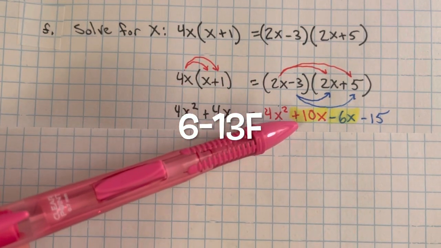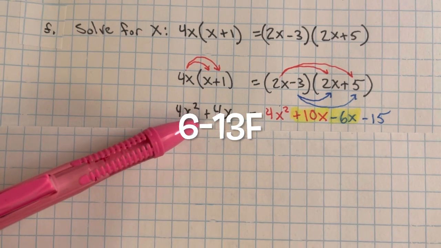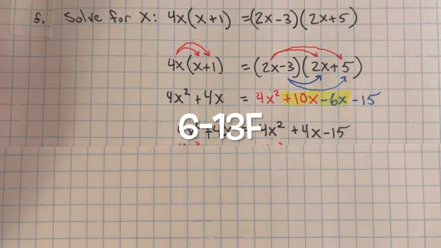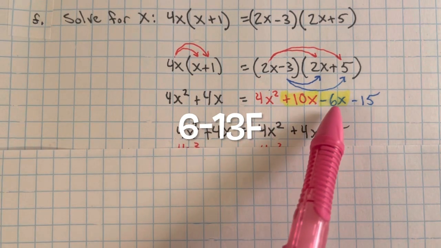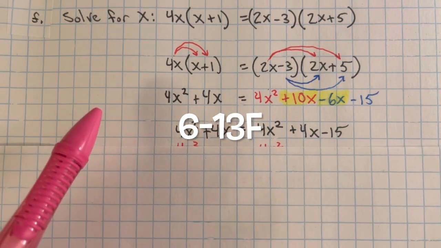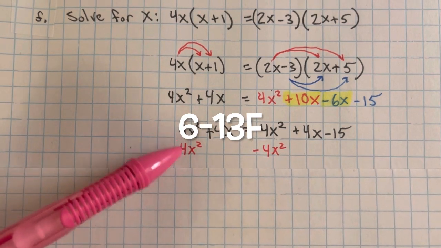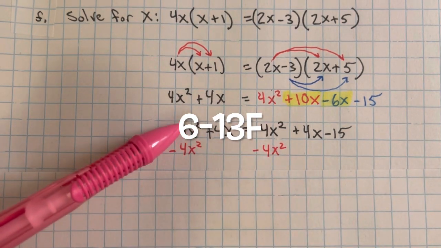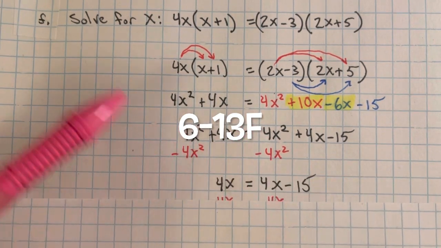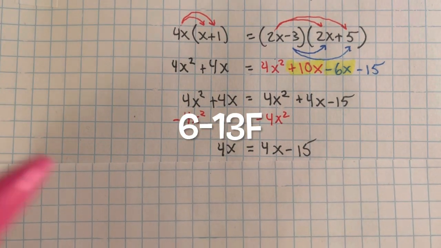You can see on the right side that we have two like terms. On the left side, we don't have like terms. So we're going to go ahead and combine like terms on the right side. 10x minus 6x equals 4x. Still don't have x by itself. And so we're going to go ahead and subtract 4x squared from both sides. And you can see that both sides create 0 pairs. So we're left with 4x equals 4x minus 15.